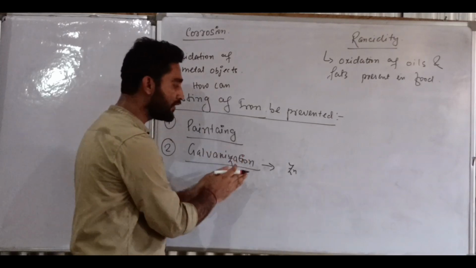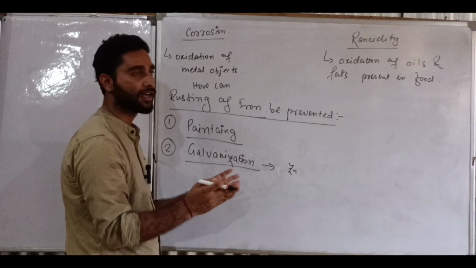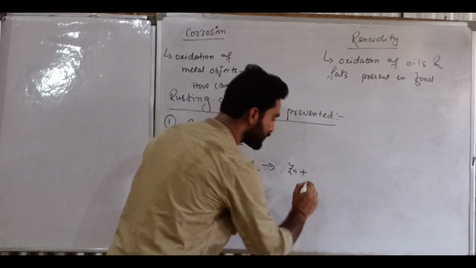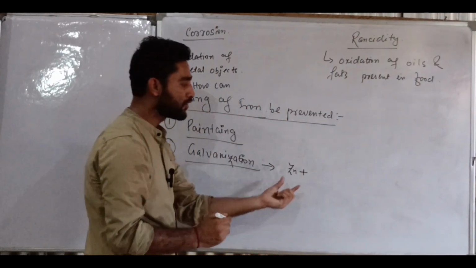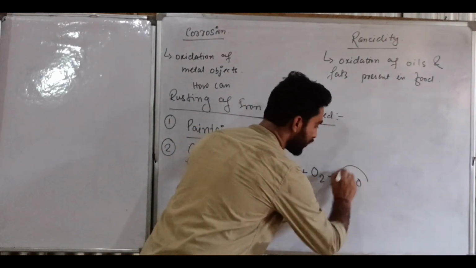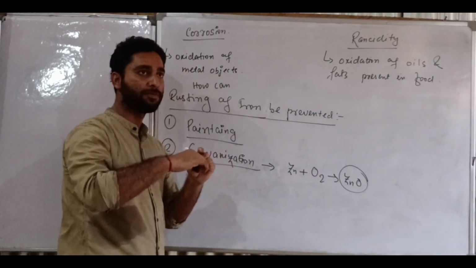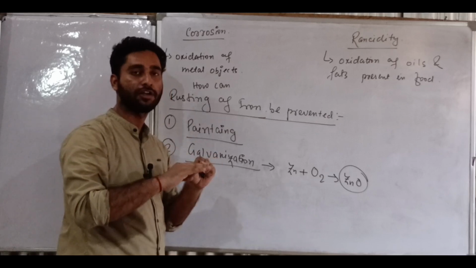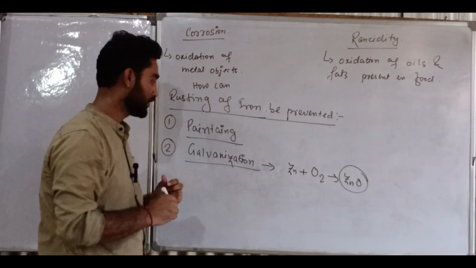So how does galvanization protect the iron from rusting? See, zinc is more reactive than iron. So zinc first reacts with the oxygen and forms a layer of zinc oxide. And this formation of the zinc oxide layer protects the iron objects from getting oxidized.